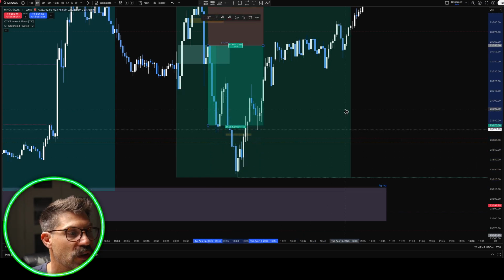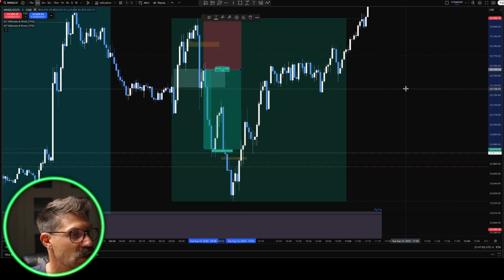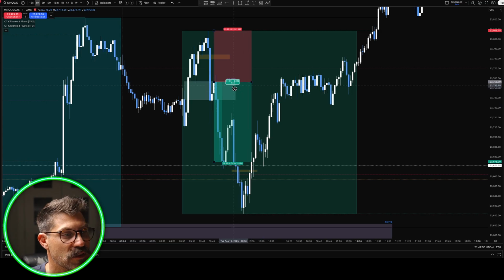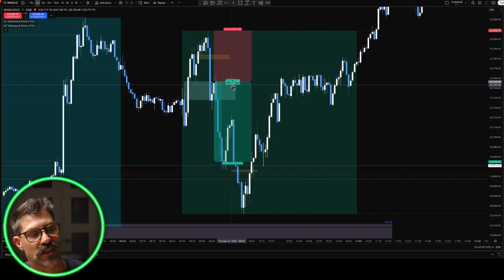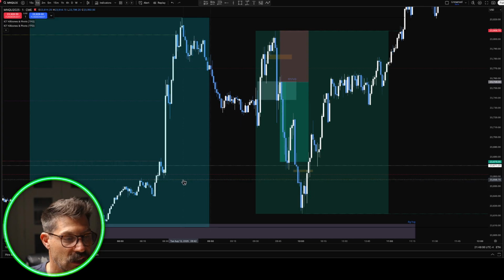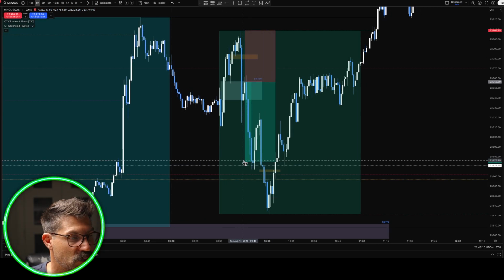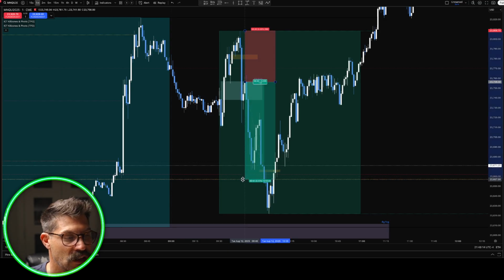So an 81 point win, still pretty good, not too shabby. It was about a 1 to 1.56 RR trade, so not bad. Could have been better if I exited here. This was midnight opening price. Could have gotten a couple more points there. Let's see, that could have been 98, so another 10.